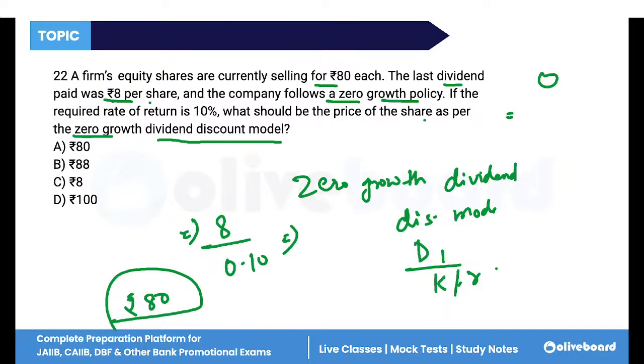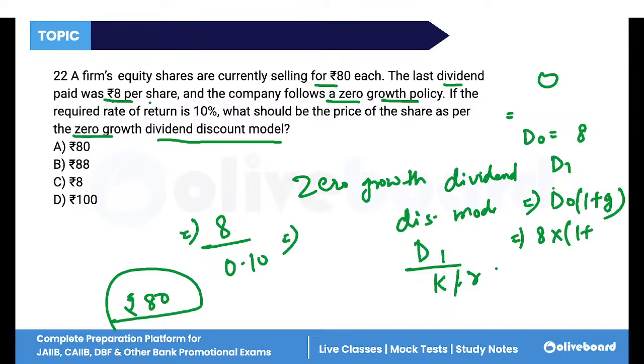See, calculate and check. Now, D0 is given as how much? 8. We know that we have to find D1. Now, how to find D1? The formula for finding D1 is D0 (1 + g). Now, what is D0? D0 is 8 into 1 plus, because there is 0 growth rate, so this is the 0. Now, 8 into 1 is what? That is 8. The answer is coming the same. So we have put 8 over here. So that is your zero growth rate model.